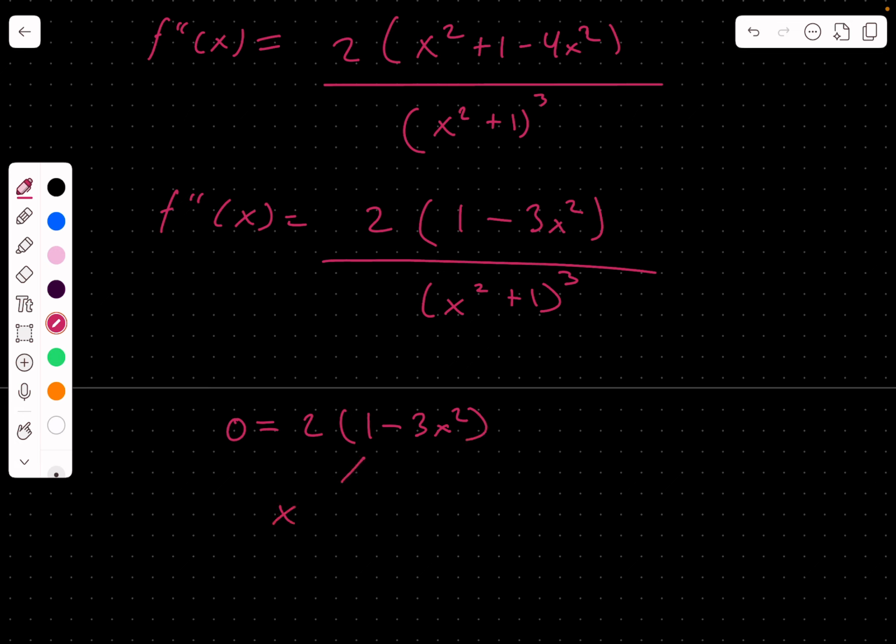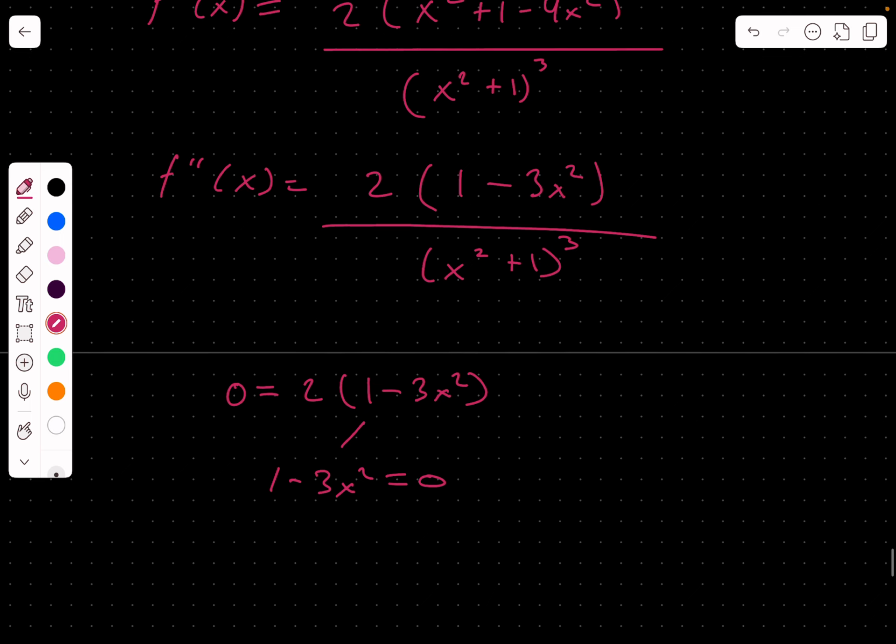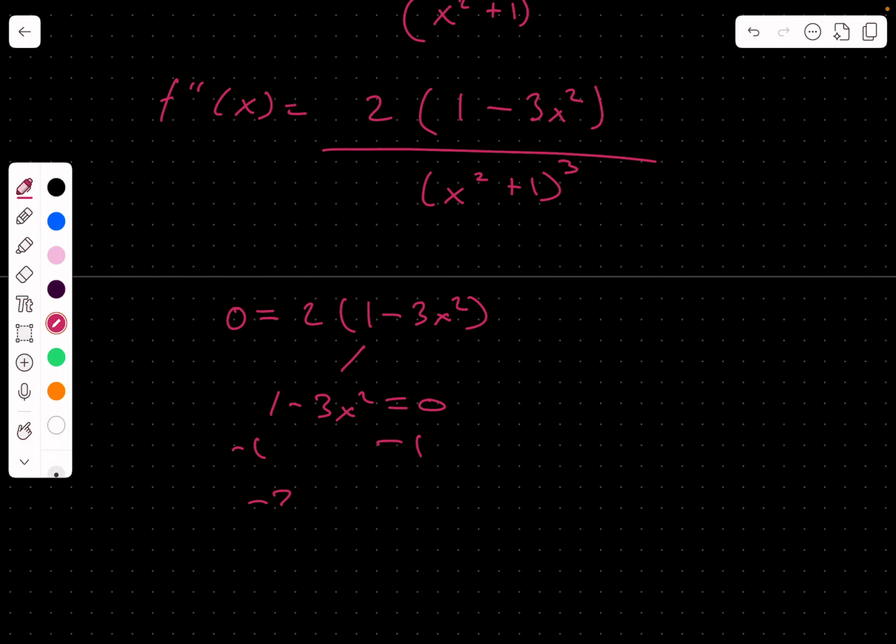And we can literally just take this guy, set it equal to 0, right? Oops, that's not what I meant. Let's do 1 minus 3x squared equal to 0. And we get what? Let's see. When we subtract 1 from each side, we get negative 3x squared equals negative 1. So divide by negative 3. These negatives cancel out, right? And we are left with x squared equals 1 over 3.